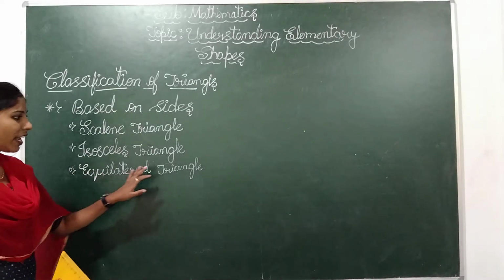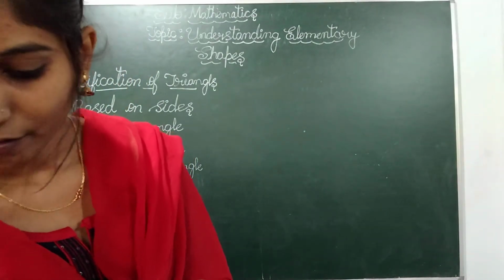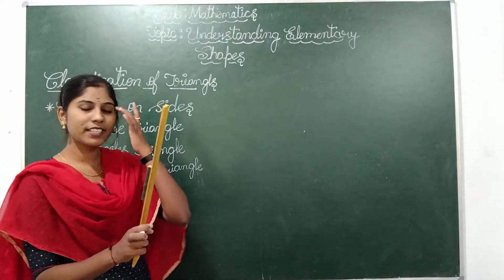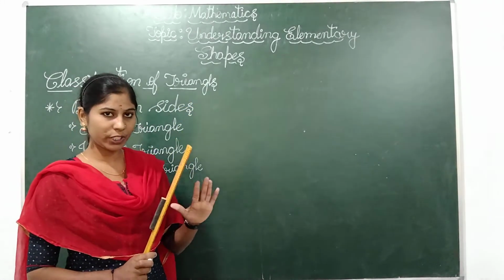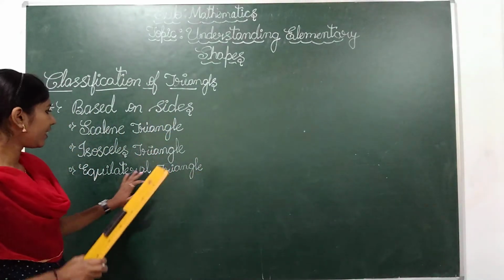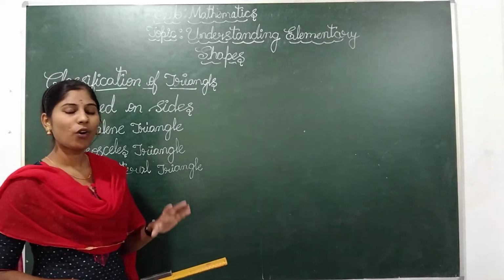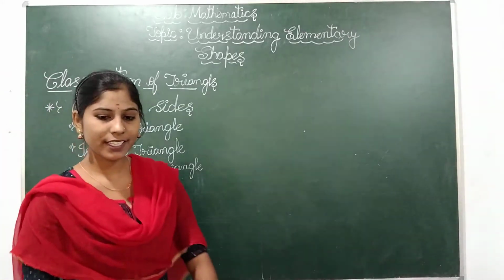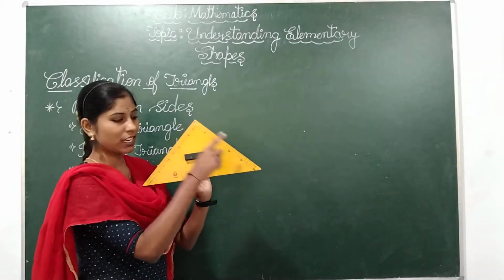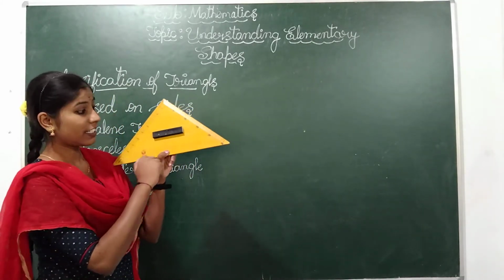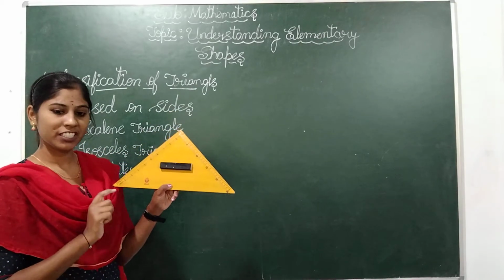And what is this equilateral triangle? As we know, this is a ruler, it helps us to draw different geometrical shapes. So what does equilateral triangle mean? All the sides are equal. The triangle has all sides equal. For example, this is a triangle. If this length is 5 centimeter and this length is also 5 centimeter and this length is also 5 centimeter, this is called an equilateral triangle.